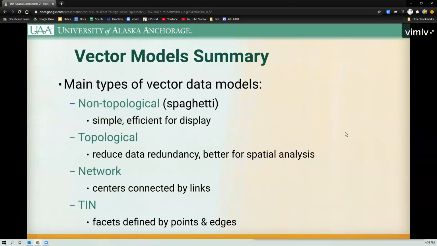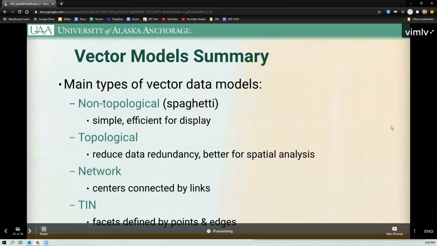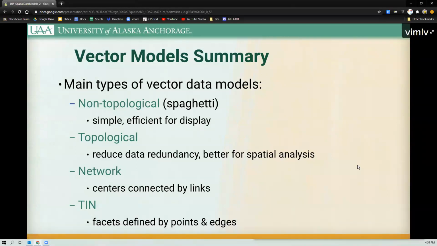So in a nutshell, what we covered today was rules of topology, TIN systems, networks. Didn't really include in here the characteristics of a shapefile and the three types of data that we represent in shapefiles.